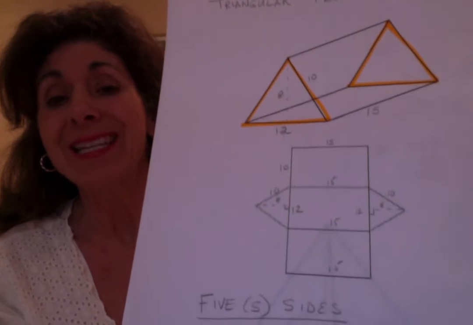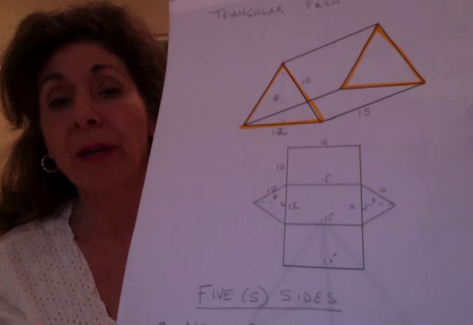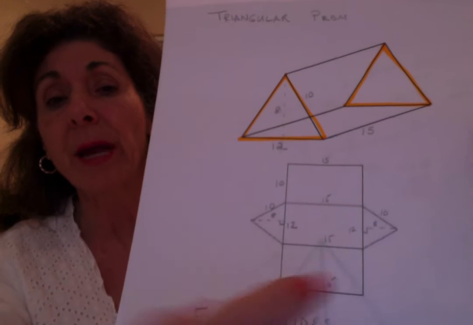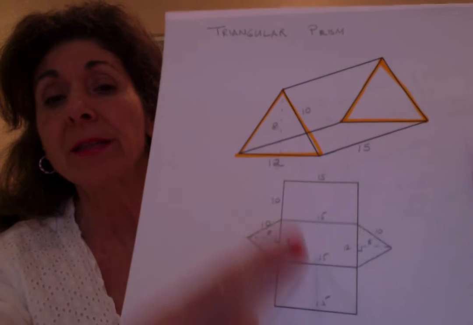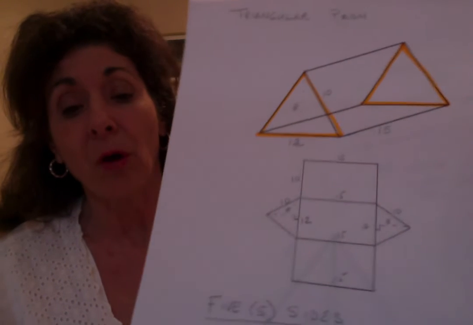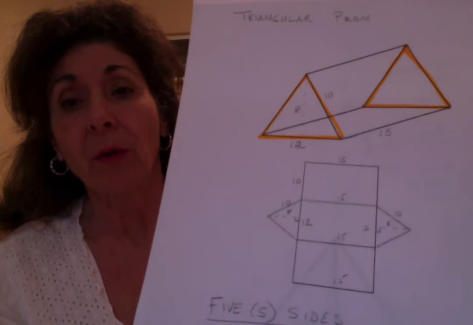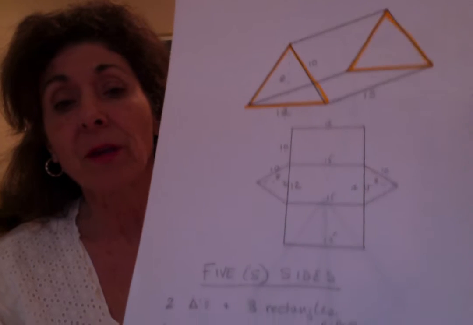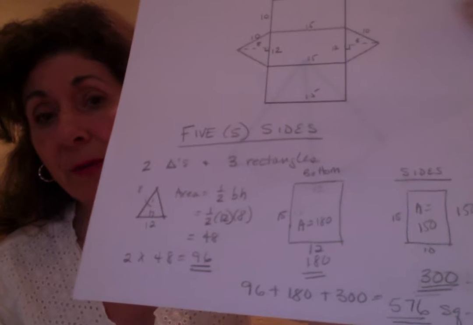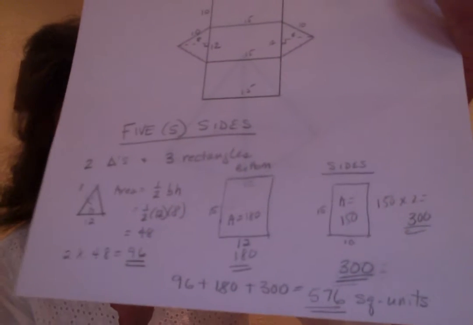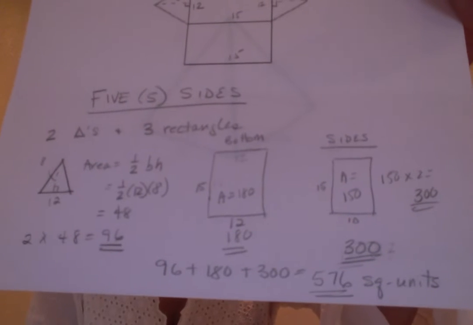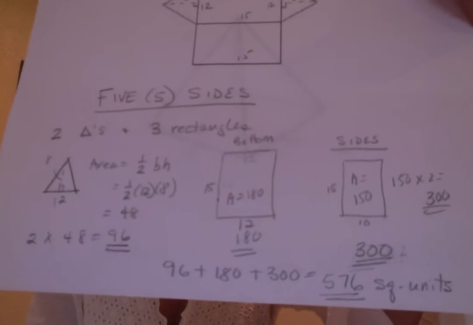Right below is a net of this triangular prism. It unfolds. Here are the 2 triangles, the front and the back, and then the 2 sides, and then what I call the bottom. We have to get each area and add them all up to get our surface area. So what I've written here are the 5 sides, 2 triangles, 3 rectangles, and then you can see the calculation. Sorry, this isn't more sophisticated.